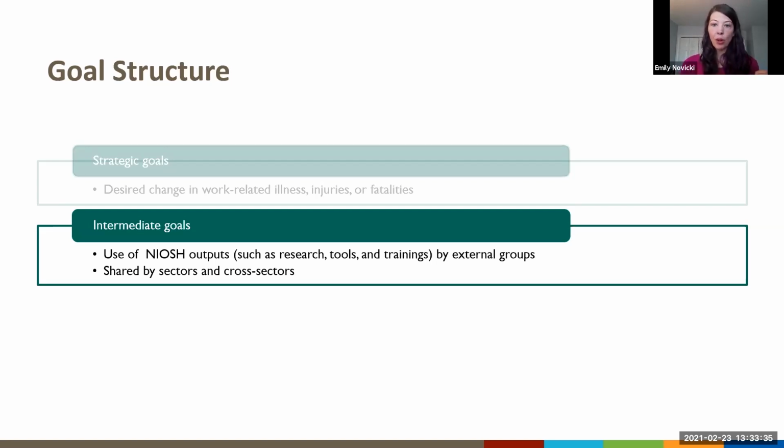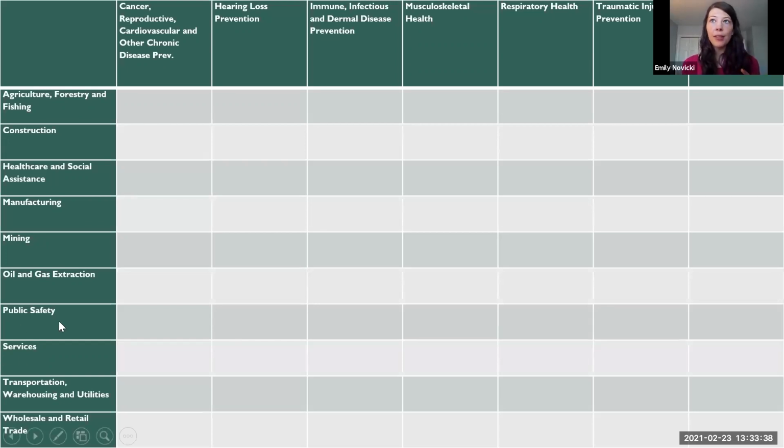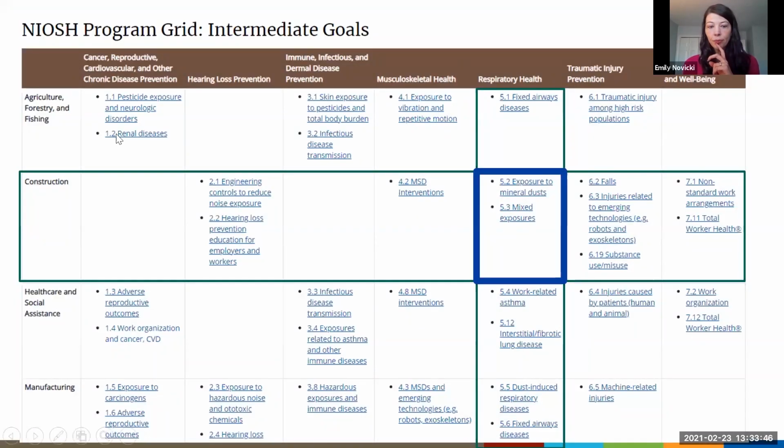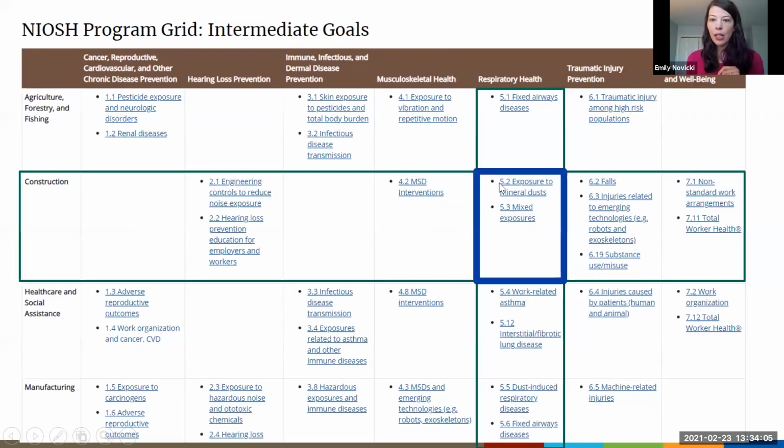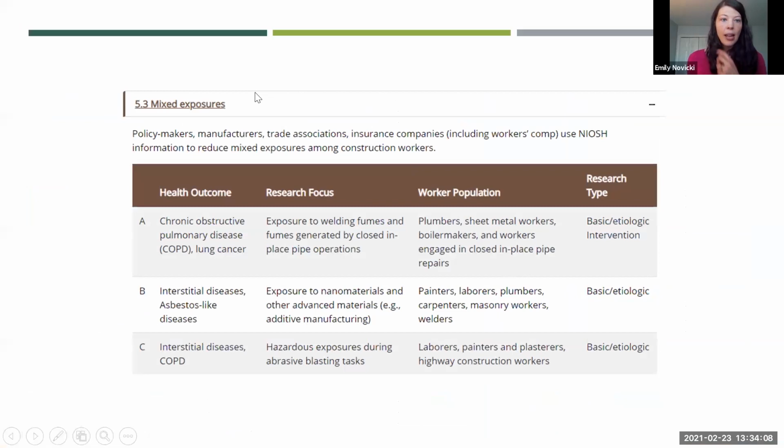Going to the next slide, this is going back to the 10x7 grid that we talked about earlier. The intermediate goals, if you go to the website, we have this table, and they are shared between these 2. So if you're worried about respiratory health and construction, you would go to the table, look at the intersection, and see what we have prioritized here. If you click on each one of these links, it takes you to a page like this, and there are these little drop downs that you click, and it shows you a table like this.